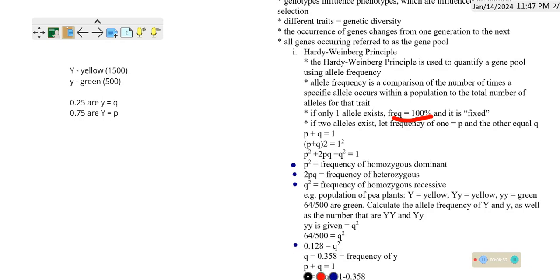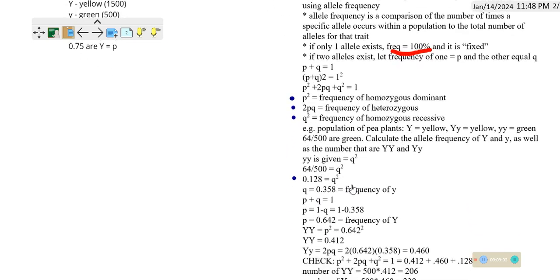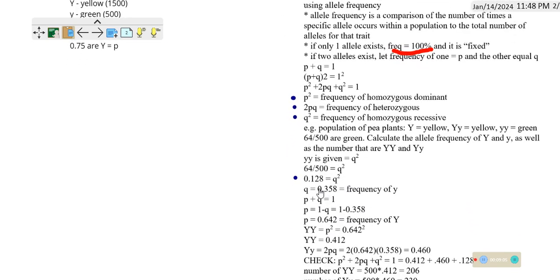Now, what can I do with this? So I'm showing some of the extra work here. How do I get from Q squared to Q? Well, if I take the square root of Q squared, I will get Q. Square root of 0.128 rounds to 0.358. Hey, that's going to be the frequency of little y in the population.